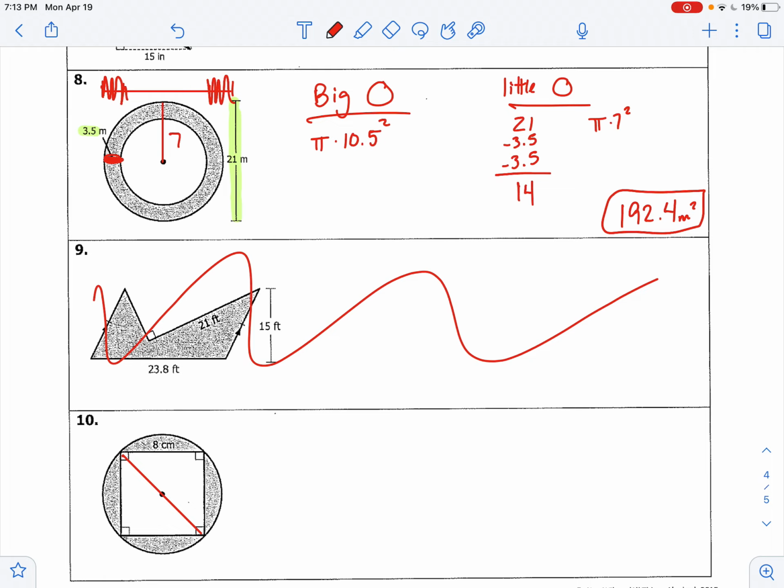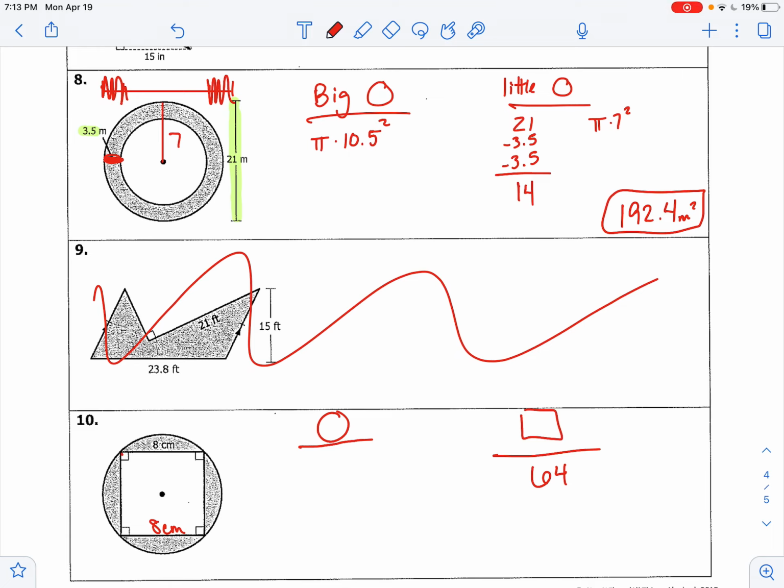Okay, this one's kind of a tough one. Circle, square, right? Not a straightforward problem, because they give you the square. I mean, the square is easy enough to find, right? It's just 64. 8 times 8 is 64. Easy enough. But how do I find the circle area?